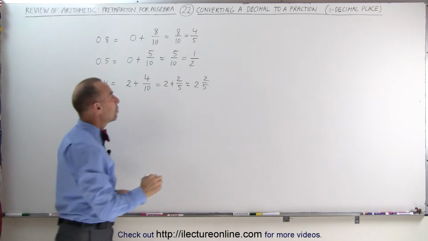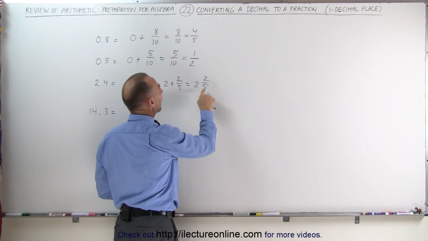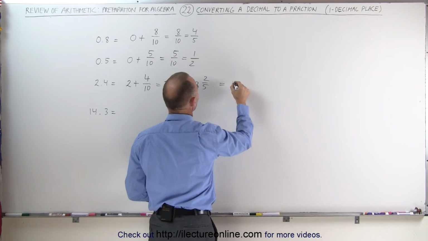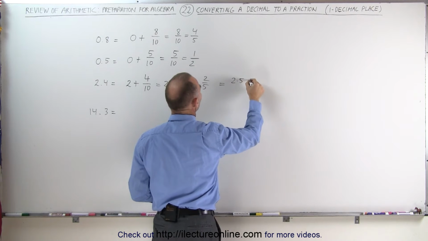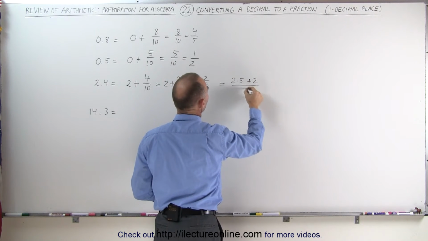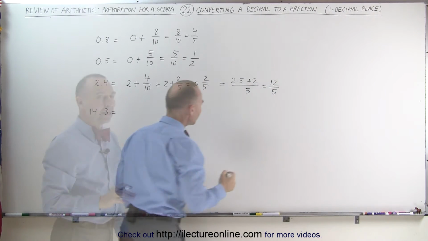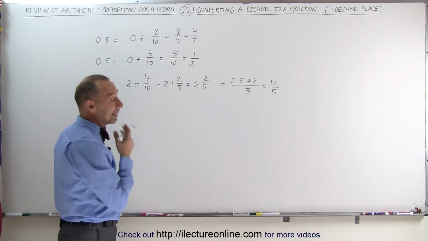How do we do that? We multiply the whole number by the denominator and add it to the numerator. This can be written as 2 times 5 plus 2, divided by 5, which is 10 plus 2, or 12 divided by 5. If you're wondering what I just did, let me show you.